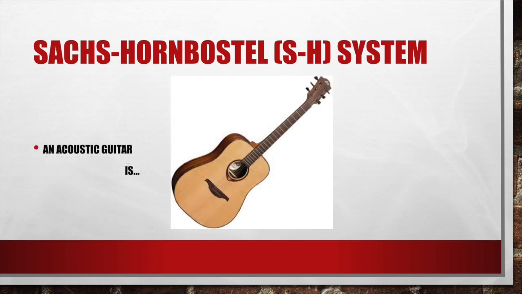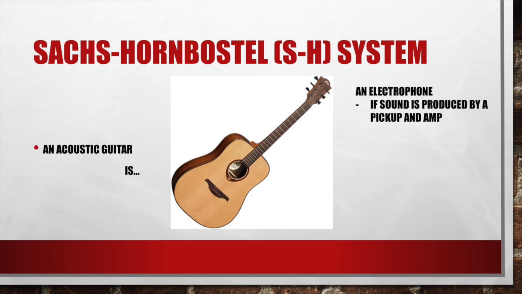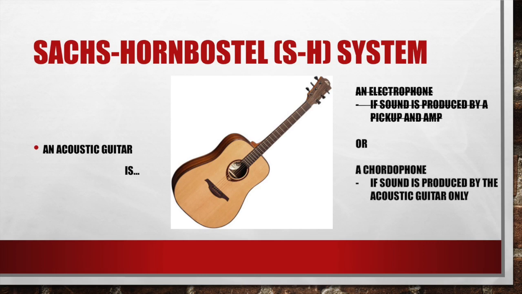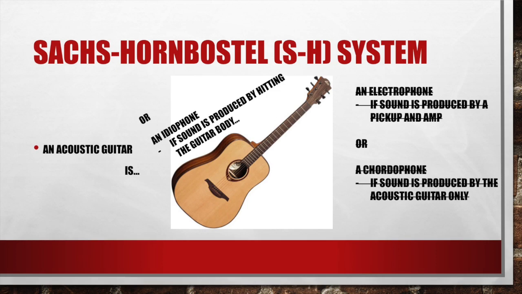One more instrument. What classification is an acoustic guitar? Well, this is another tricky one. If it's plugged into an amp, then the primary sound production is electronic, making it an electrophone. But if the instrument is being played acoustically, then it's a chordophone, as it's the strings that primarily produce the sound. However, if the guitar is being hit or slapped as a percussion instrument, then it becomes an idiophone. See how this method of classification can get confusing quickly?